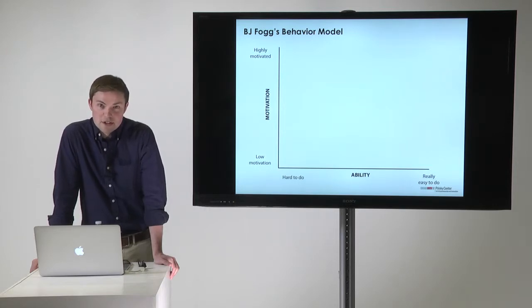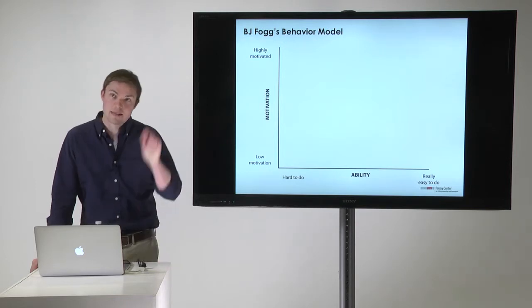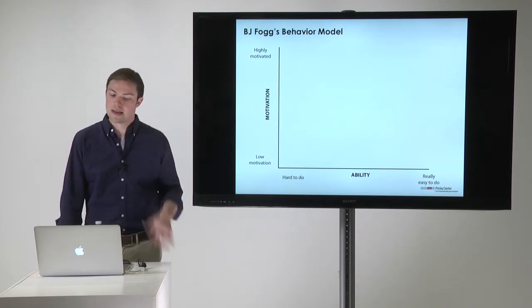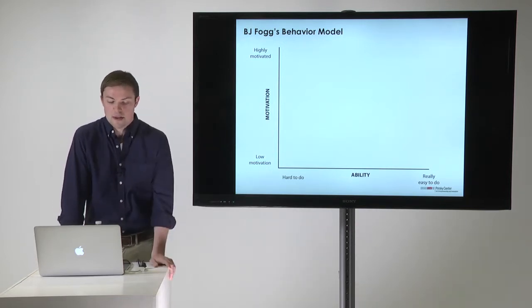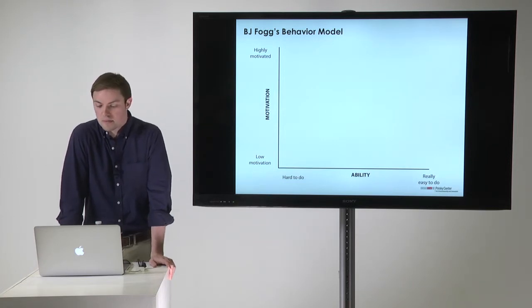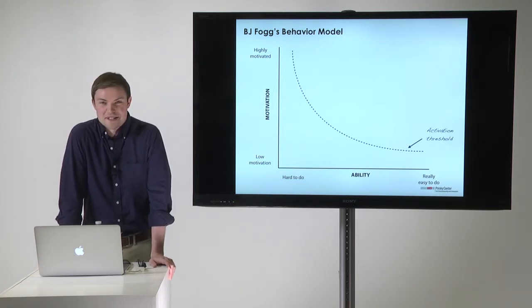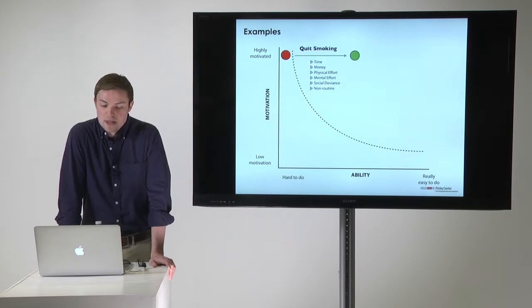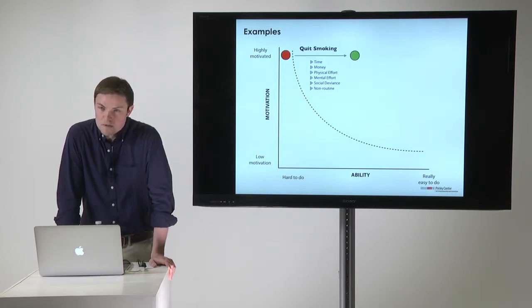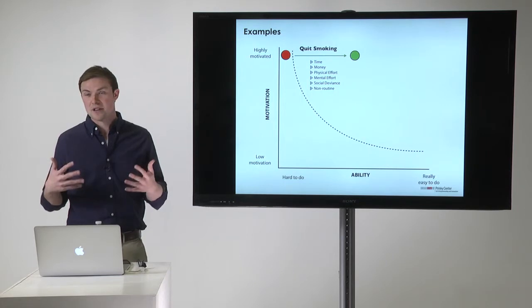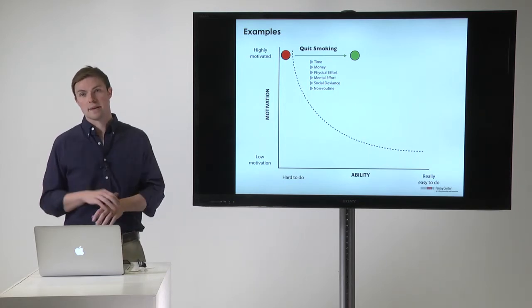On the y-axis here, you have motivation. If people are highly motivated, they're up on the top, and then you have low motivation on the bottom. And on the x-axis, you have ability, so something that's really hard to do versus something that's really easy to do. And he has this thing called an activation threshold. So if you look at motivation, here's an example of something you might be highly motivated to do, but you're not doing because it's really hard: stopping smoking, right?